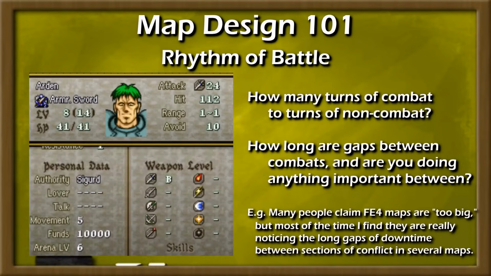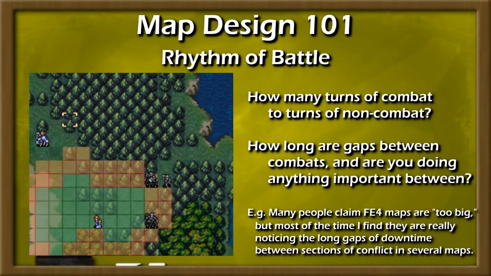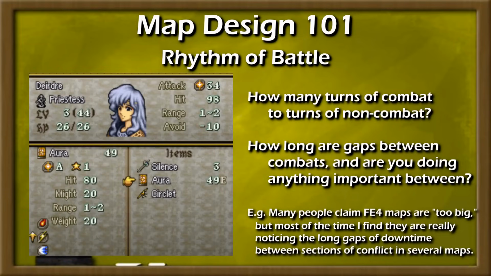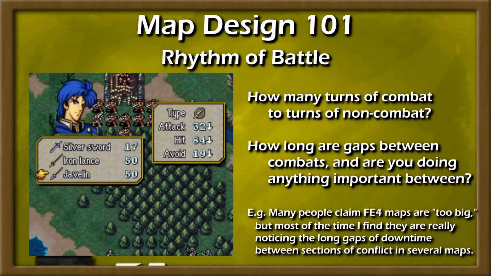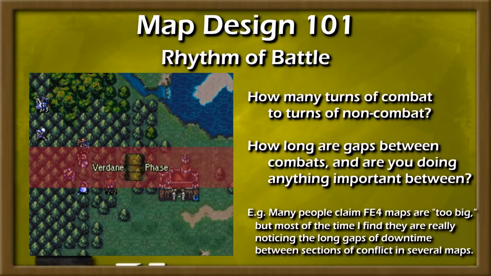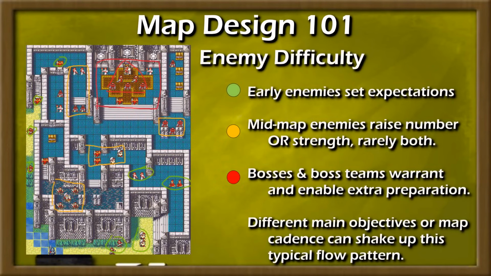The ideal will change with the map designer's intent, but in general, combat should be a fun and interesting part of your map, but it should also be paced such that the player feels like they can reasonably prepare for each encounter, particularly higher difficulty ones such as bosses. Which then brings us to enemy difficulty as part of map flow.